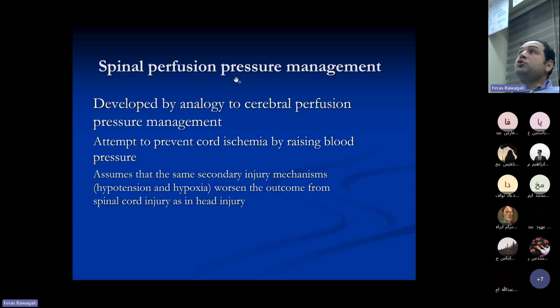What about cerebral perfusion pressure management? This is very important. It is developed by analogy to cerebral perfusion. As we said, there is something called cerebral perfusion pressure, and there is also something called spinal perfusion pressure. That's why blood pressure is very important in spinal cord injury. We should not have hypotension because this will aggravate the spinal cord injury.